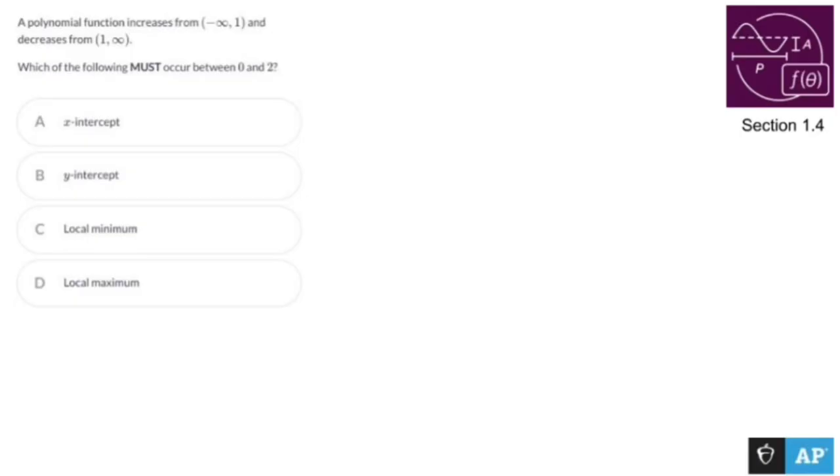B is for baby. Okay, let's look at this random problem from AP Precalculus section 1.4. A polynomial function increases from negative infinity to 1, that's an interval, and decreases from 1 to infinity. Which of the following must occur? So this is not that bad of a problem at all. So if I had a coordinate plane, I'm just going to draw this out because this problem won't take much longer. At 1, I have some polynomial.